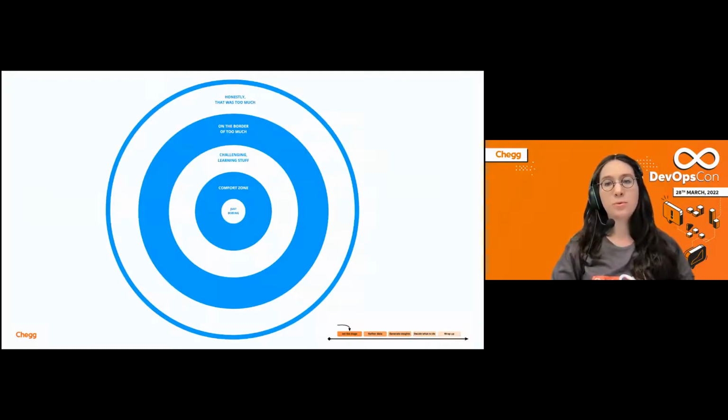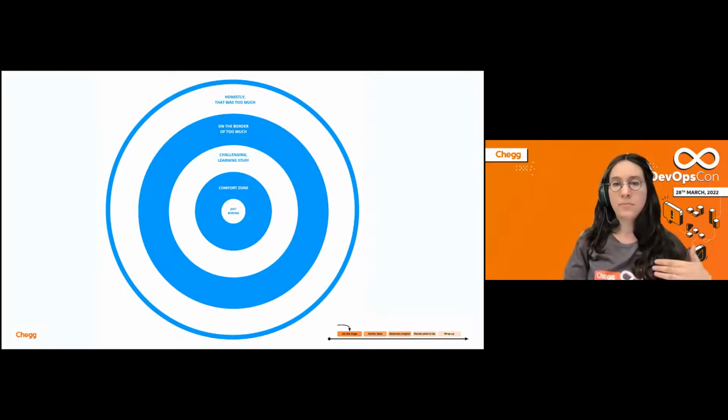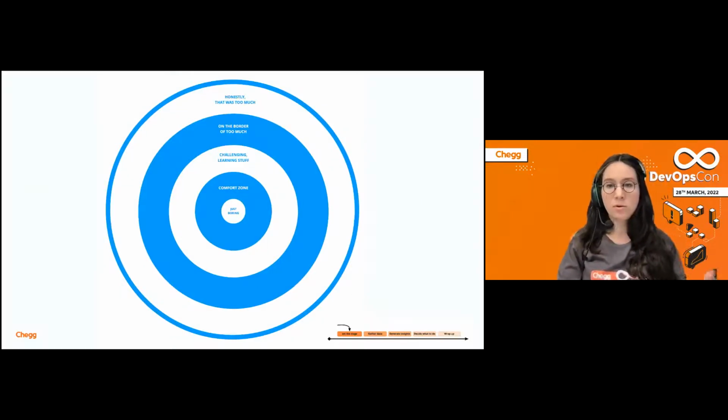One example I did with my team was the growth radar. I asked them to rate their growth status: if they are just bored, if they are in their comfort zone, if they really have challenges, or if it's really too much for them.